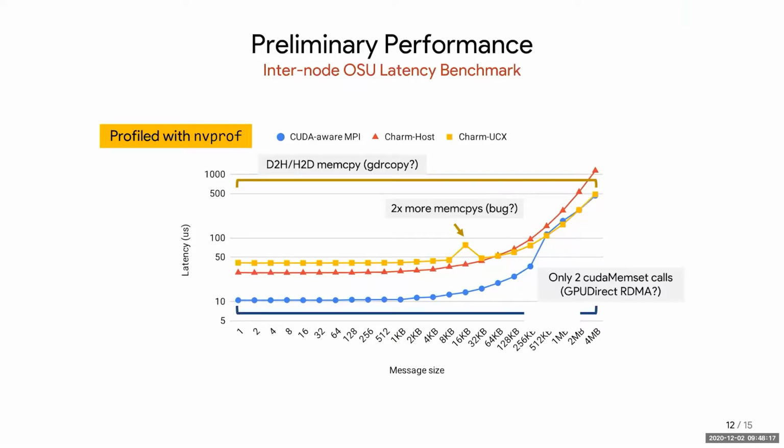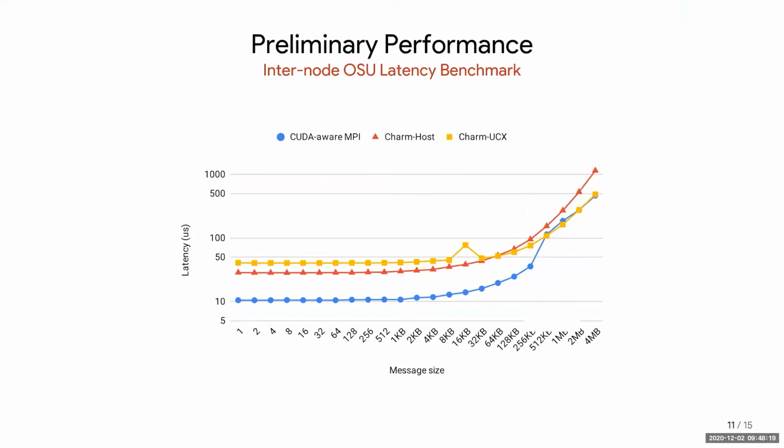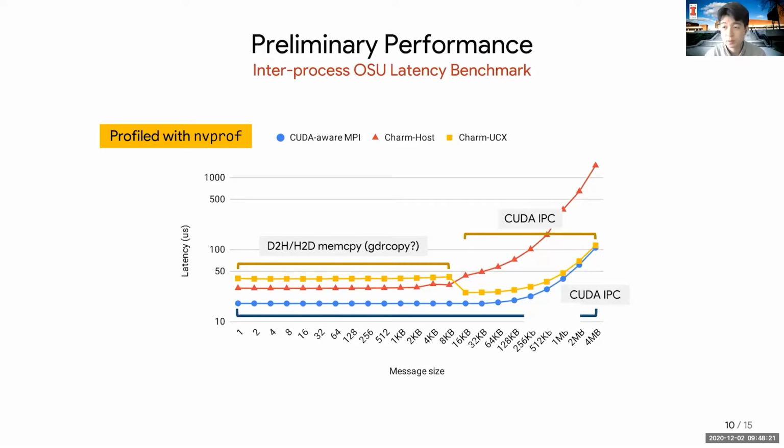Jaemin, can you go back to the previous slide? Sure, this one? Yep. So some preliminary questions. I may have missed a few details. The Charm UCX case, the yellow line here, is basically transferring GPU buffers between two processes. Is that right? Yes, two processors that are in the same socket. Yeah, but different processes.